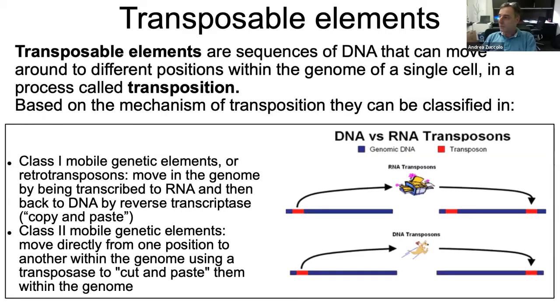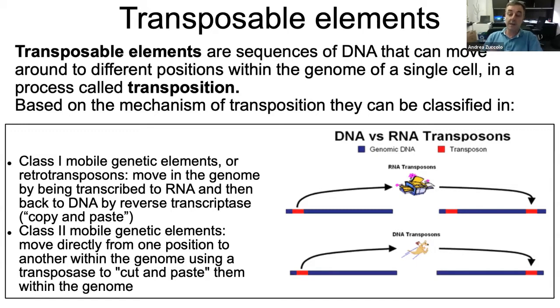TEs are sequences of DNA that can move around the genome from one position to another by means of a process called transposition. There are many different types of TEs, but they can be classified in two major classes. Class 1, also called retrotransposons, move through an RNA intermediate. They are transcribed and then retrotranscribed elsewhere and inserted elsewhere in the genome. If they were a text editor, we can describe their movement as a copy and paste action.